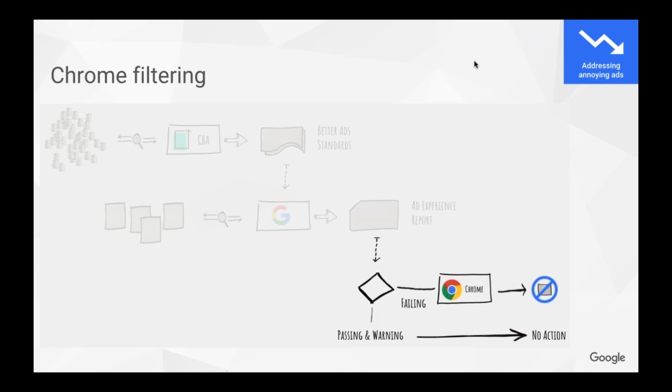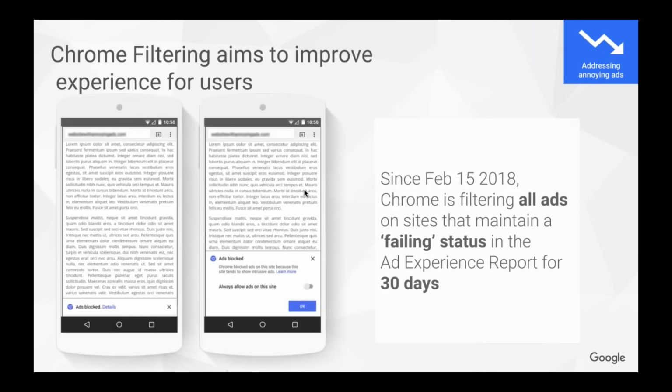So what does Chrome filtering look like? We started this in February, and the first thing it says is, if you're failing and you've been failing for at least 30 days, you have to have had that 30-day time period. If we find somebody who's newly non-compliant, we're not going to immediately start to filter. We give them 30 days to address that ad experience. But if someone has been non-compliant and maintained that non-compliance for 30 days, then Chrome filtering will start to work.